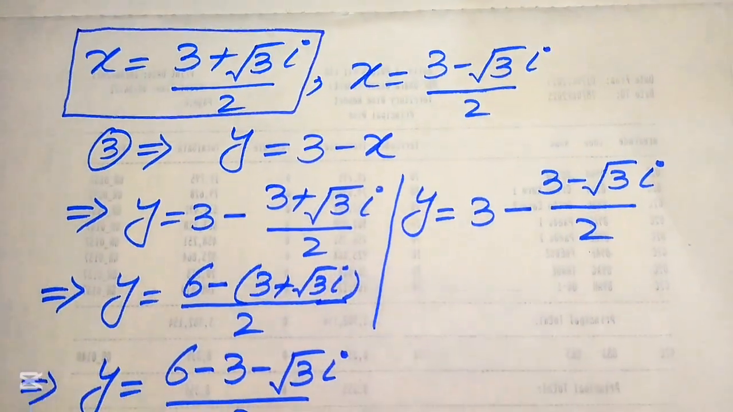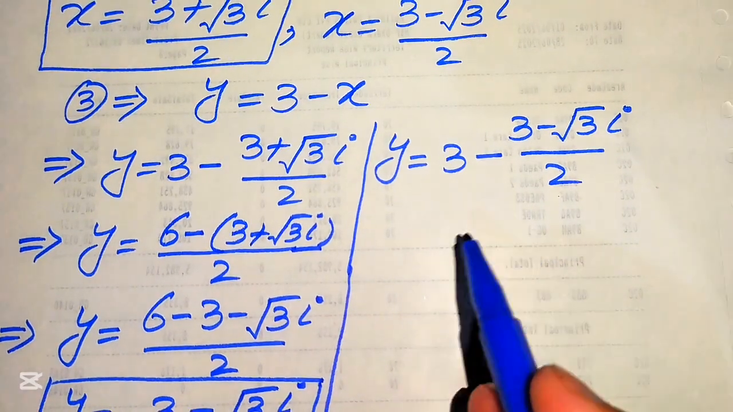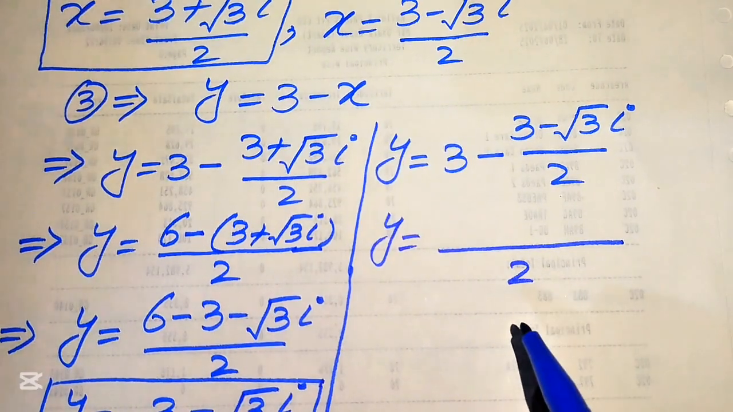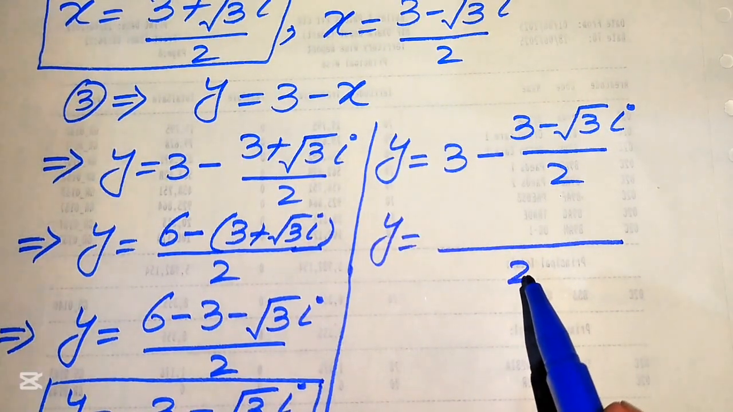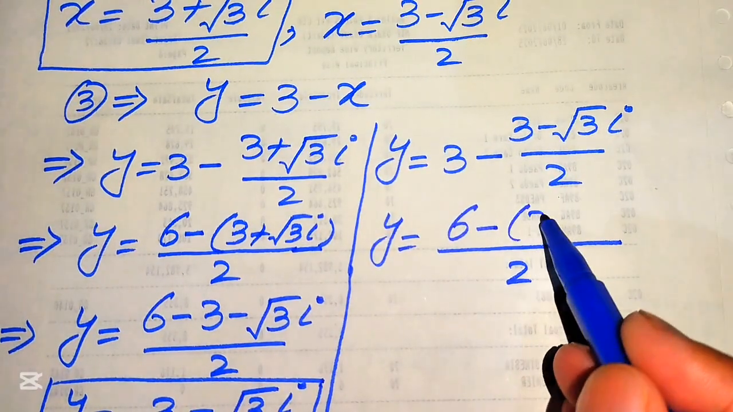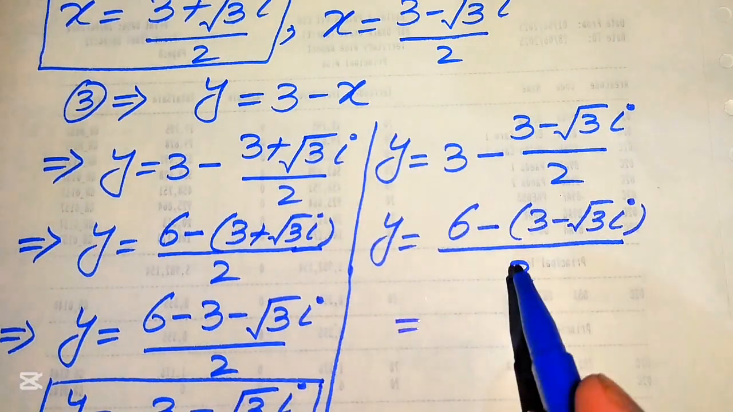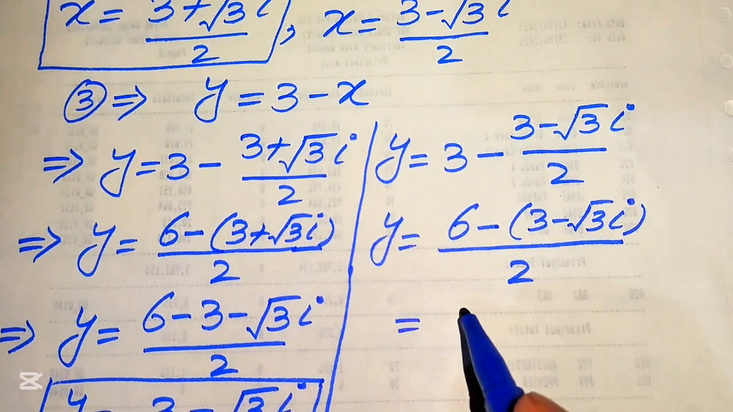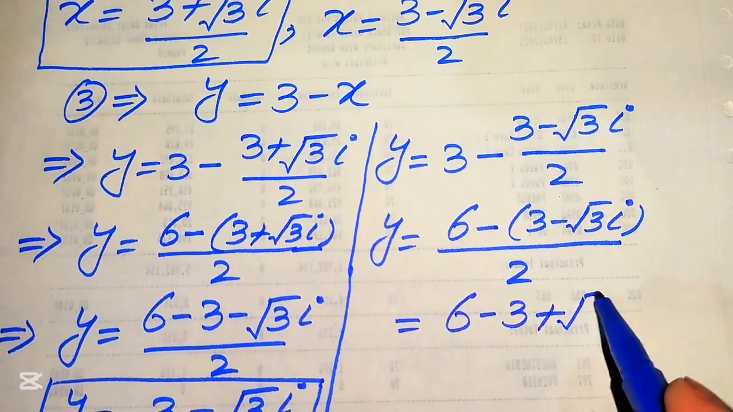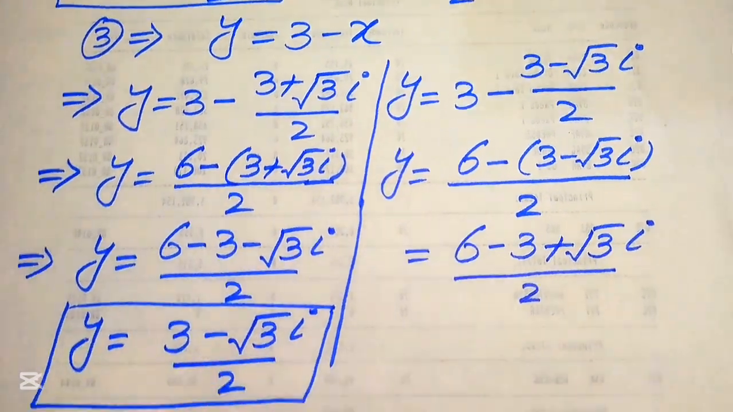So now we can move to the second case. So we can simplify here, and we can get the value of y. Here we again take the LCM of this term, so the LCM is 2, and we get 2 times 3 becomes 6, and minus, we can write this value, it is (3 − √3 i). So here we multiply this negative sign on each of these values, and it will be written as (6 − 3 + √3 i)/2.